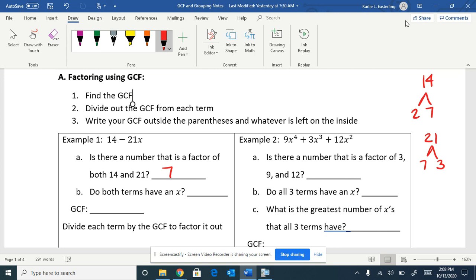So, do they both have x terms? The answer here would be no, because we're looking at 14 minus 21x. There's not an x term on that 14. Therefore, our greatest common factor of both of those terms is 7.